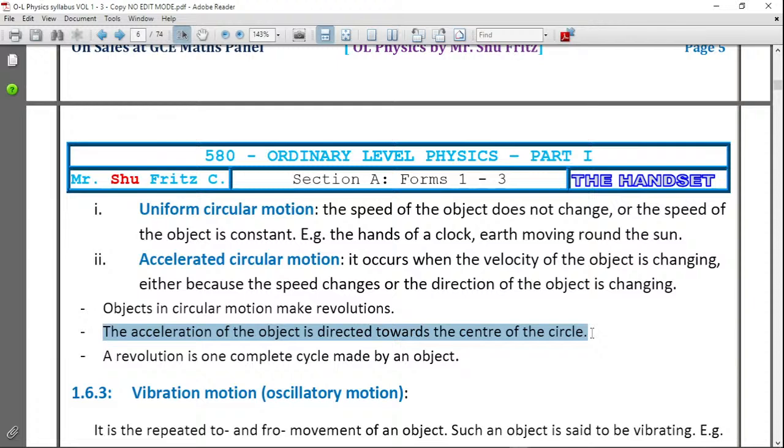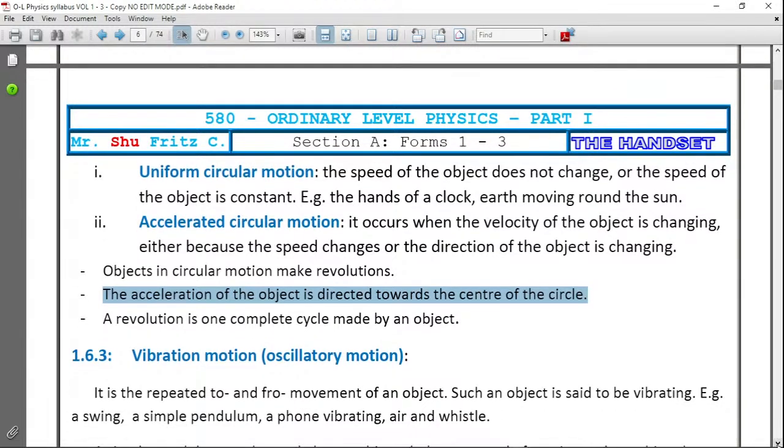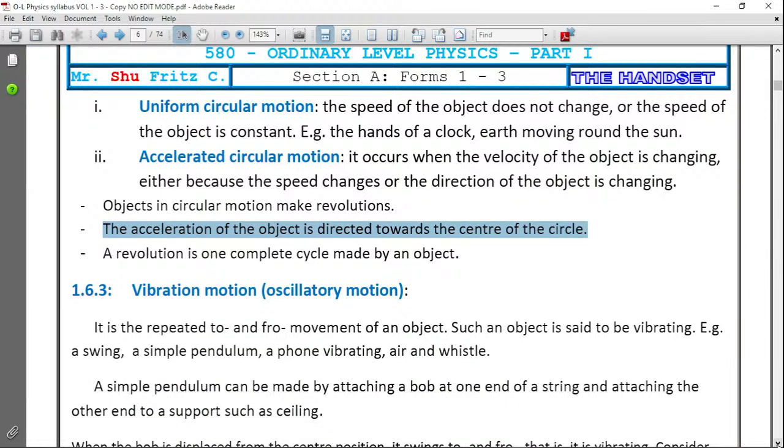For example, if you're whirling a stone in a circular path using a string, what happens when the string breaks? The stone no more goes round in that circular path. The stone changes direction, right? It now follows a linear, straight line direction. That is because its acceleration is no more directed towards the center, because the string breaks.